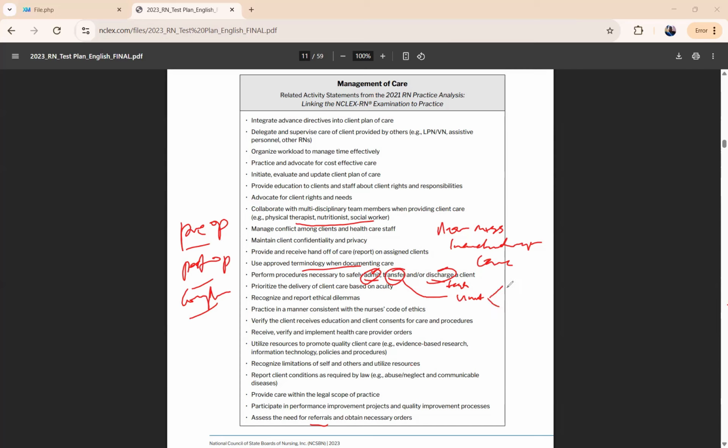You can either transfer them because you want to give them extra care, or you are transferring them to make bed available. Now, when you are transferring to give extra care, you are transferring unstable patients. But when you are transferring to make bed available, you are transferring what? A stable patient. Know that.